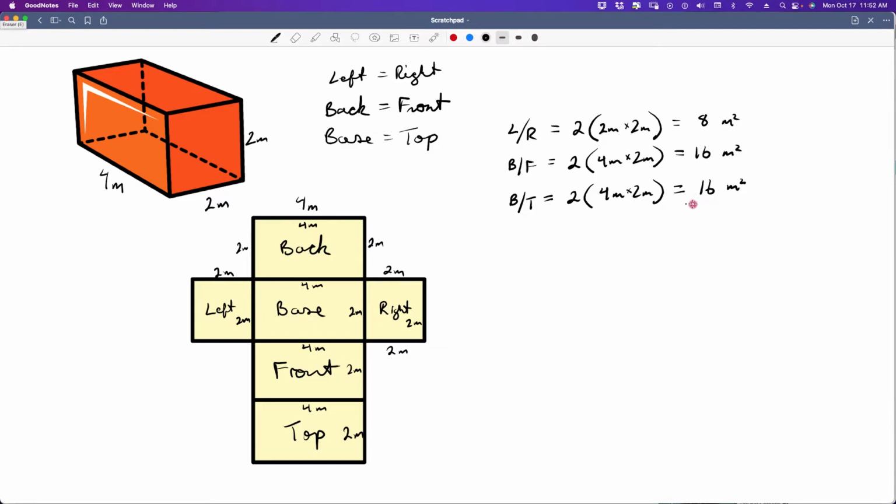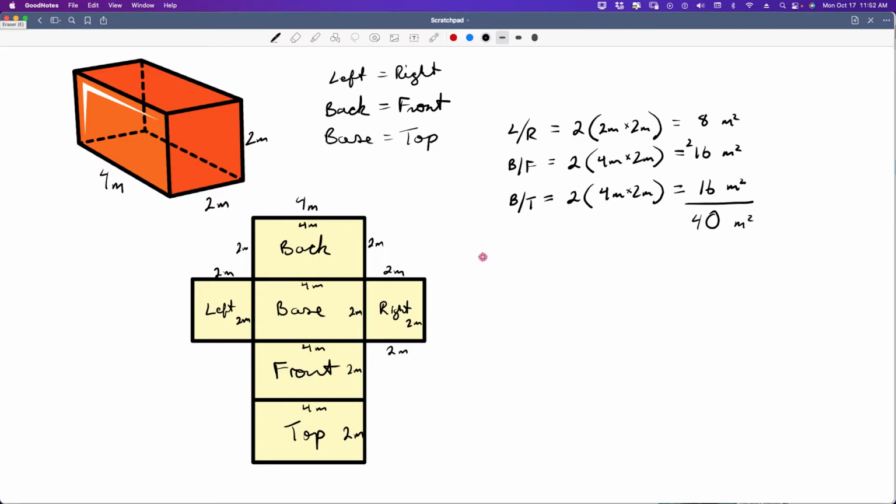So now we can add all of our areas together. 8 plus 16 is 24, plus 16 is 40 meters squared. Got the same answer with less effort. So it's very important that you learn how to do the look across. It's going to save you some time. It's going to save you some effort. And understanding how these shapes are put together is going to be important.